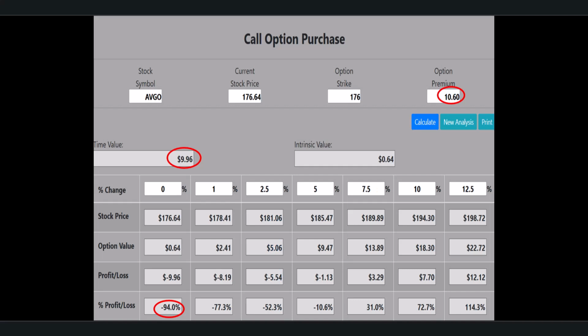Our call option calculator shows the profit potential for this call based on AVGO price changes at option expiration from flat to a 12.5% increase in price. We can see that if the AVGO stock price is flat at 176.64 at option expiration, the 176 call will lose 94% of its value. Ouch, this is an unacceptable risk. That kind of loss can wipe out a trading account in a hurry.